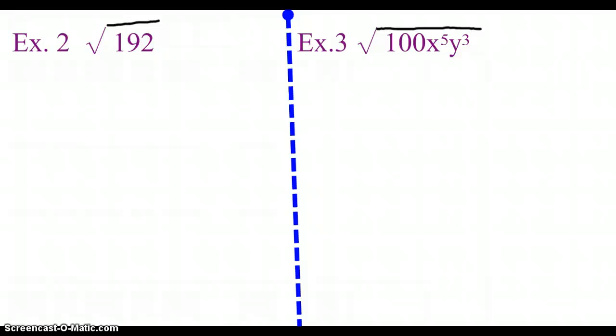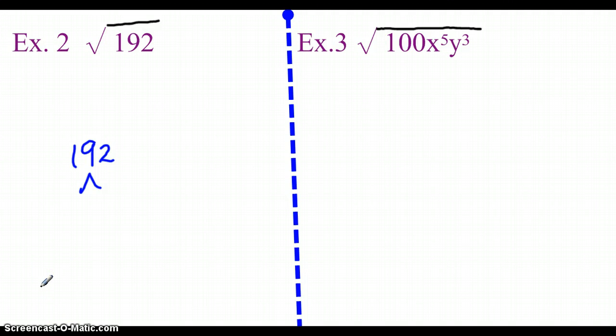So first of all, here's a couple examples that we're going to look at. The first one's the square root of 192, and the other one's the square root of 100 x to the 5th, y to the 3rd. So we're going to start out just the same way I did in that last one. I'm going to take my 192, and I'm just going to start factoring it.